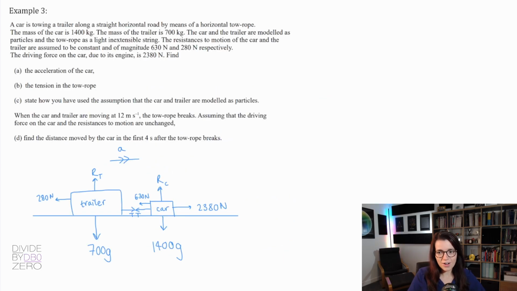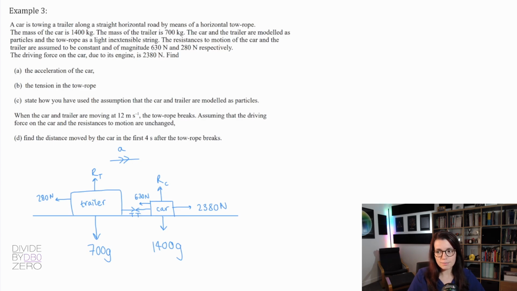Example 3. A car is towing a trailer along a straight horizontal road by means of a horizontal tow rope. The mass of the car is 1,400 kilograms and the mass of the trailer is 700 kilograms. The car and the trailer are modelled as particles and the tow rope as a light, inextensible string.